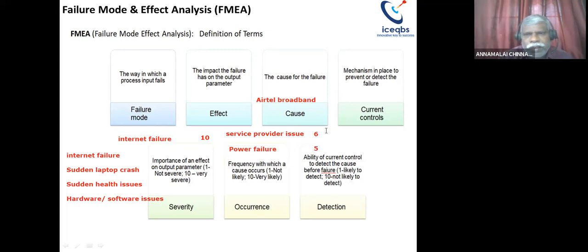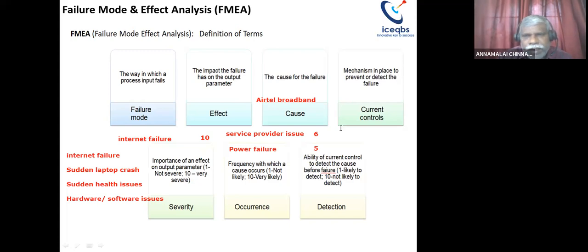Once I have given the occurrence rating, then I like to evaluate my current control mechanism. So what is the mechanism I have, either to prevent these particular causes from happening, or in order to know it very early so that I'll be able to take some alternative actions? If I analyze the service provider issue, then I don't have any mechanism for preventing this problem from happening, or any mechanism for detecting it early.